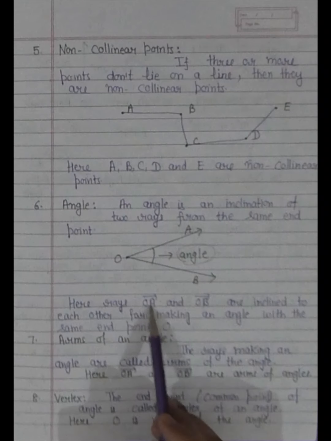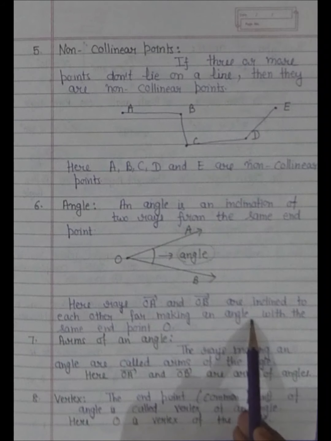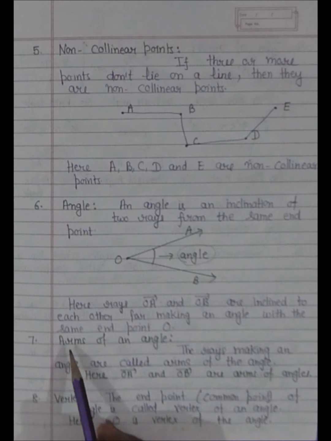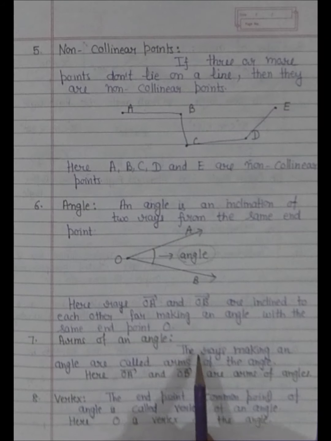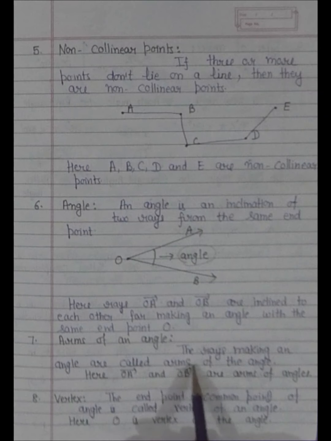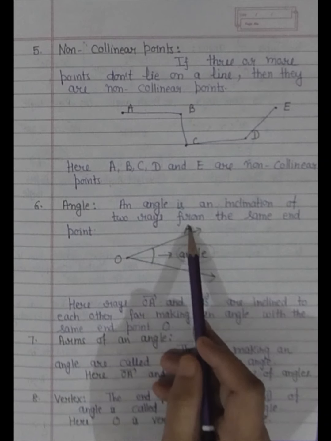Here the rays OA and OB are inclined to each other for making an angle with the same end point O. Arms of an angle. The rays making an angle are called arms of the angle. Same here. The arms are OA and OB.